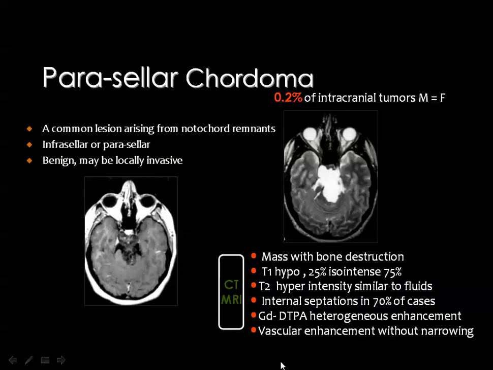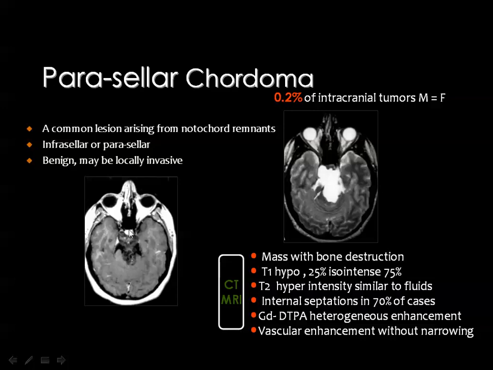Parasellar chordoma is a known lesion, and you remember that chordomas usually arise at the terminal segments of the vertebral column, but chordoma can also be seen in the parasellar and in the retrosellar area. You also remember that chordomas usually show a fluid-like signal in the T2 weighted image, and this is one of the helpful diagnostic criteria.